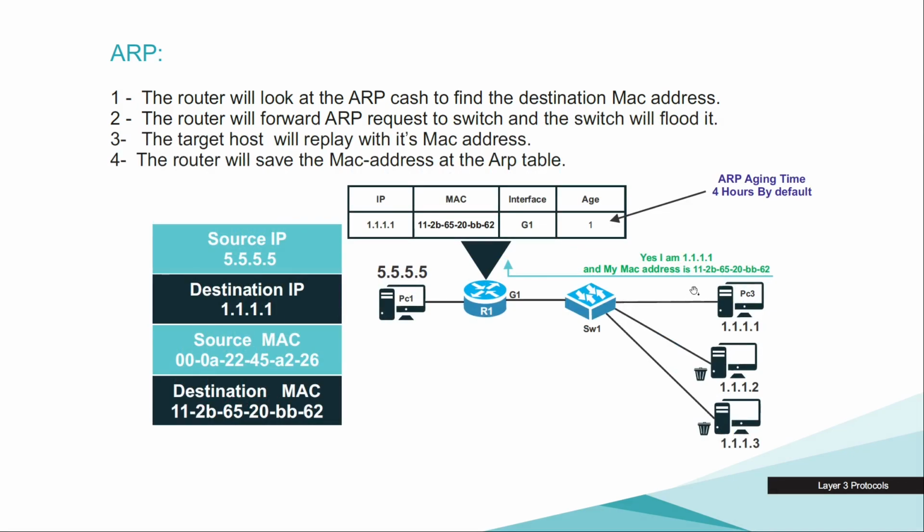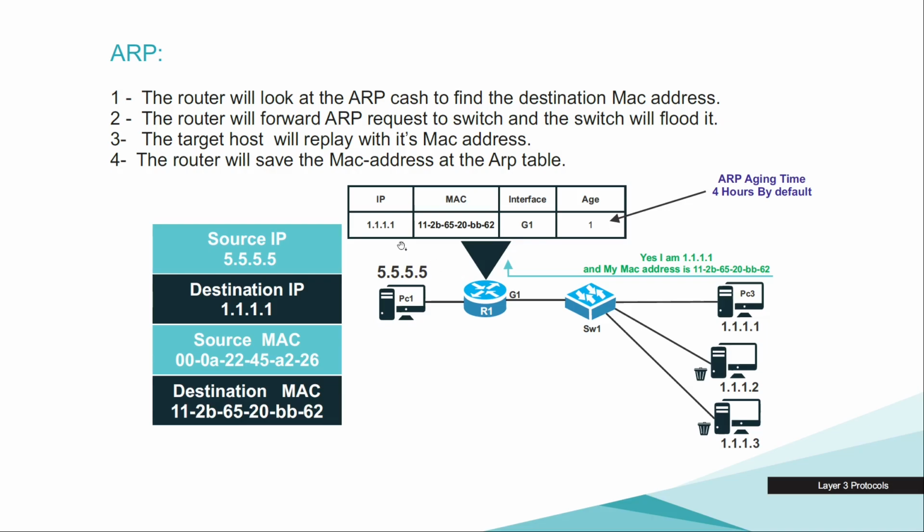Here what will happen is that PC3 is the target host and it will reply with its own MAC address. The other PCs will discard this message since it's not meant for them. Now all the devices along the path will learn the MAC address of PC3. Our switch and our router will save that information.